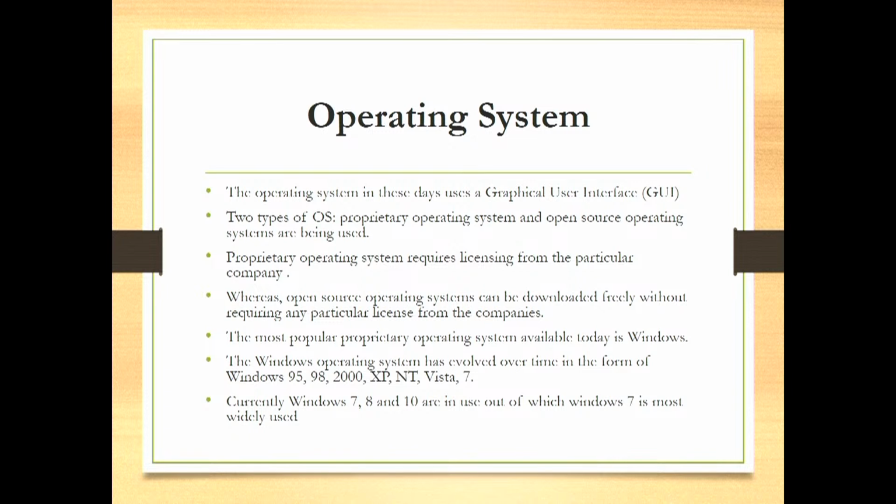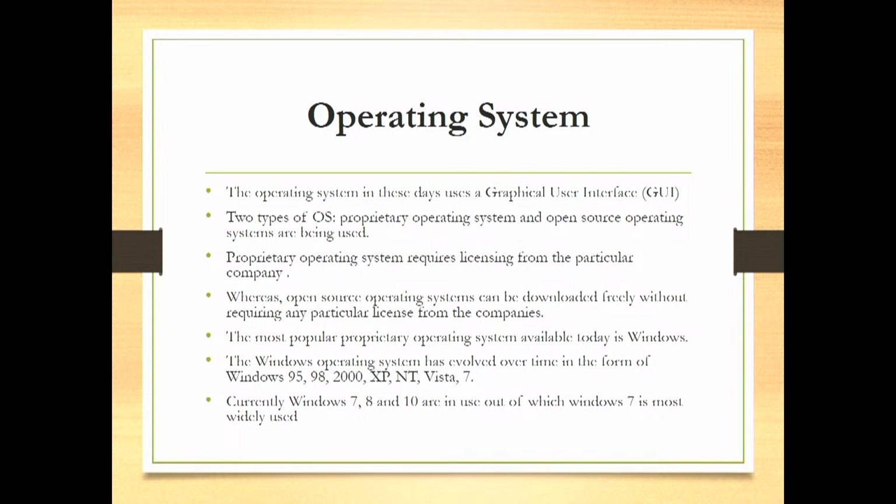Now there are basically two types of operating systems available: one is proprietary operating system and one is open source. Now what is proprietary operating system? It is a licensed version of an operating system where if you want to use it, you have to take a proper license from that particular company, and then you can use it. Without license, you cannot use proprietary operating systems.